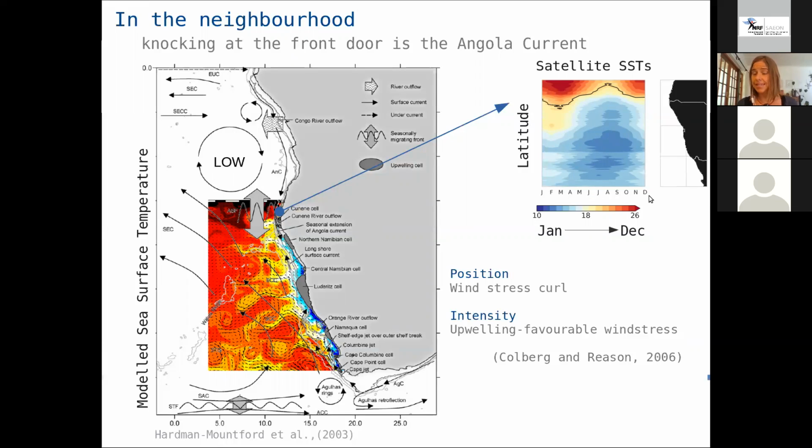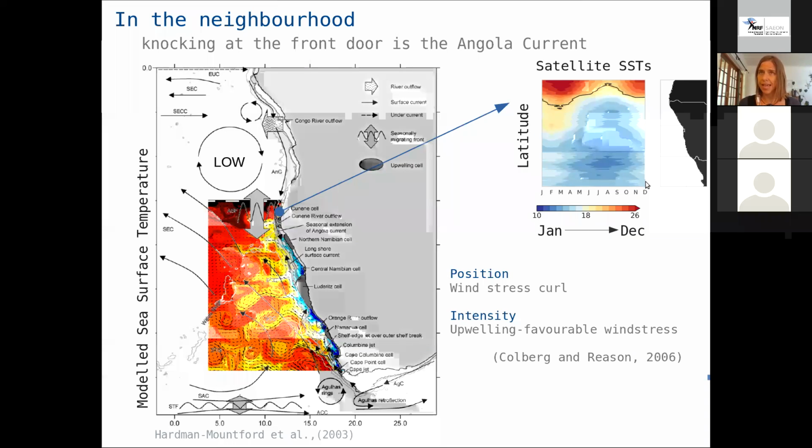On the x-axis, we have months. So these are average months of the average year. This is a climatology. And the plot is of sea surface temperatures based on satellite. We can very clearly see that there's a distinct seasonal cycle in the Angola-Benguela front.